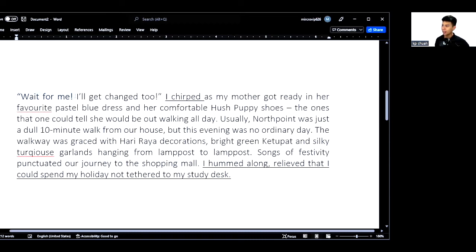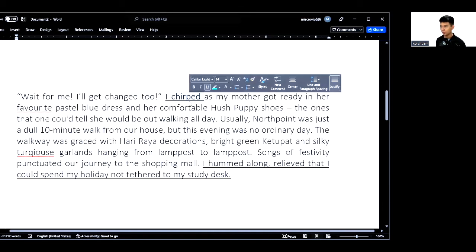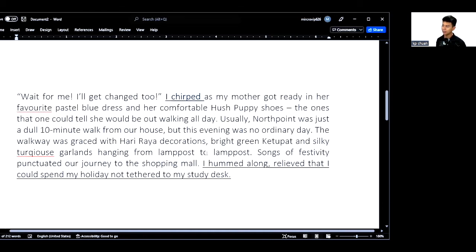Now, a good way to start an introduction is to use a dialogue. Now, don't use a dialogue for no reason. The dialogue should try to show something. Now, we can try to infer. In this case, from the dialogue, "wait for me, I'll get changed," I can guess that this person, I, in this case, is pretty excited about going out. I get changed because I want to go out. So I chirp. The word chirp also gives us clues that we are feeling happy, and I'm feeling happy.